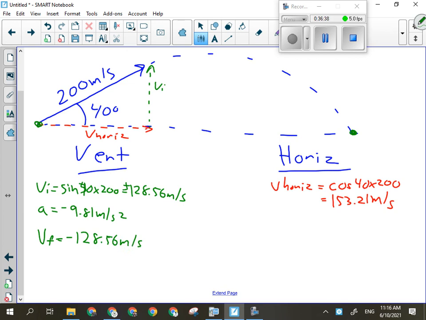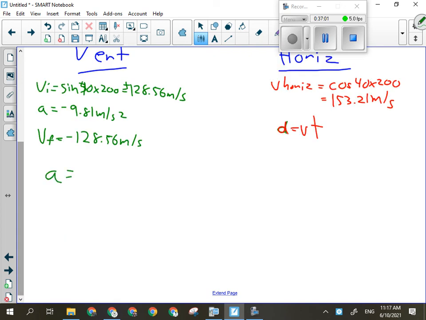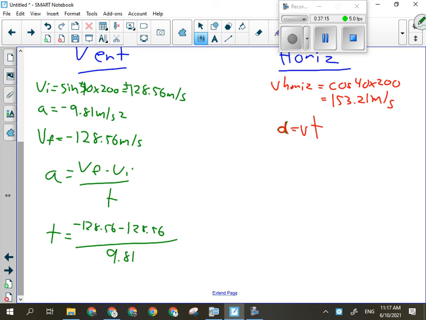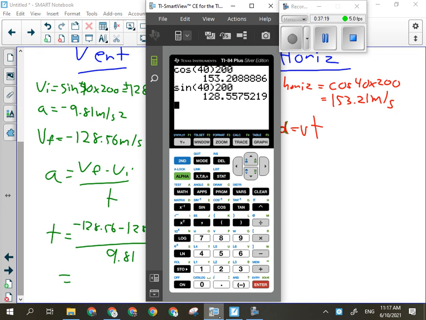128.56 meters per second. If I want to find the total horizontal distance traveled, I need V and T. I have V already, but I don't have T. Can I use my vertical information to get T? Yes. So that's my next step. Go back to my vertical information. Acceleration equals VF minus VI over T. So to solve for T, it'll be VF, negative 128.56, minus VI, 128.56, divided by 9.81. So that number times 2, divided by 9.81, gives me 26.21 seconds.